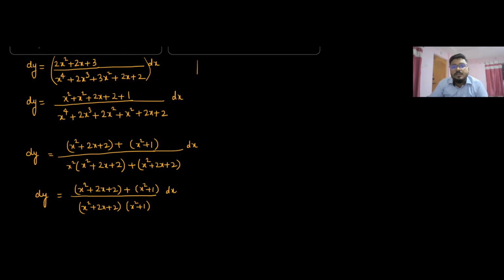Now if you separate the denominator here, dy will be, separating the denominator on both the terms, 1 by x square plus 1 plus 1 by x square plus 2x plus 2, dx. And now we can integrate on both the sides.